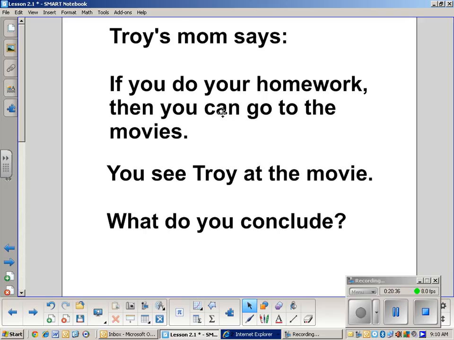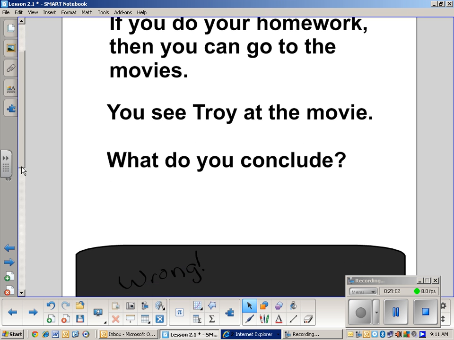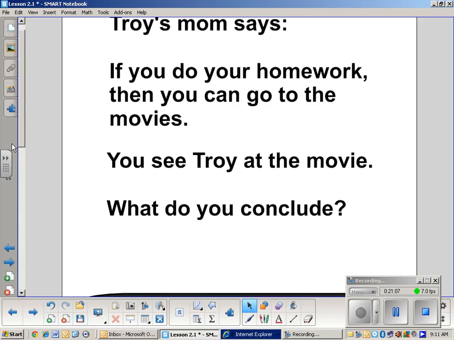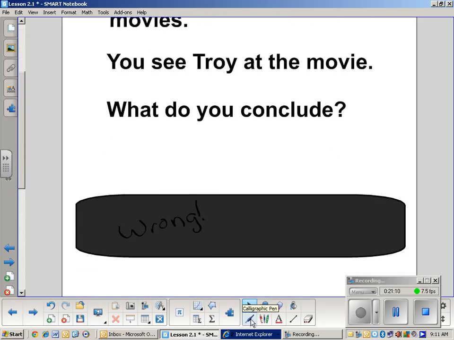The converse of this statement would say if you go to the movies, then you did your homework. Remember, we said the converse is not always true just because the original statement was true. Even though Troy's mom may never lie, this statement cannot make us conclude that he did his homework, because that would be the converse, and the converse may or may not be true. It is a confusing concept, but one you'll be asked about a lot. Okay? So in this case, no conclusion can be made.